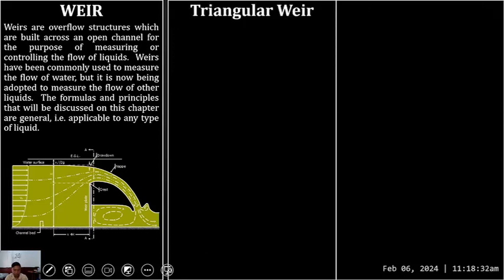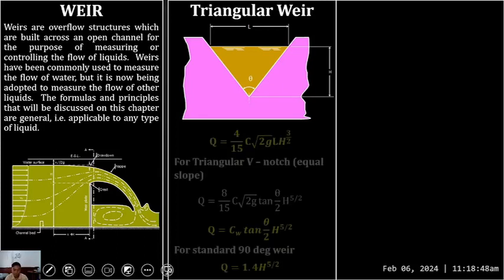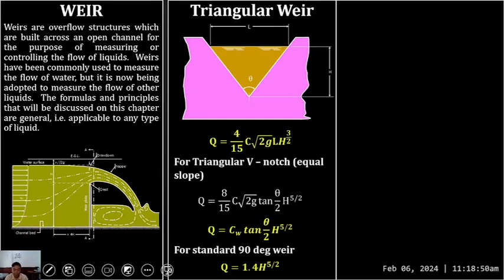Sige. And then, for a triangular weir, given yung length ng crest niya and then yung head that is measured from the vertex of the triangular weir to the surface, so yung formula po ng Q is equal to this one. That is 4 over 15 C squared of 2GL H raised to 3 halves.